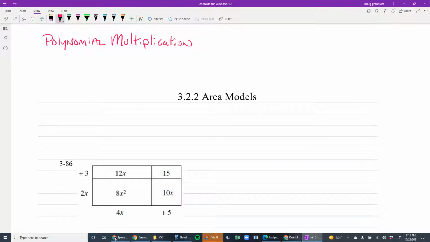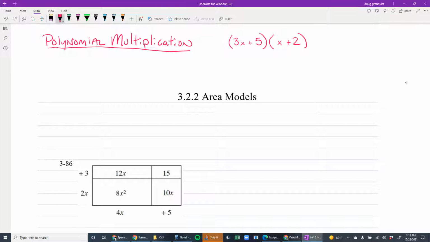All right. And polynomial multiplication, you guys, if you haven't already taken out your workbooks, do so and put this up at the top of section 3.2.2. We're skipping 3.2.1 today. And we're moving right into 3.2.2 with polynomial multiplication. What that is, is taking a value that is a polynomial, say 3x plus 5, and multiplying it by another value that is a polynomial, say x plus 2.